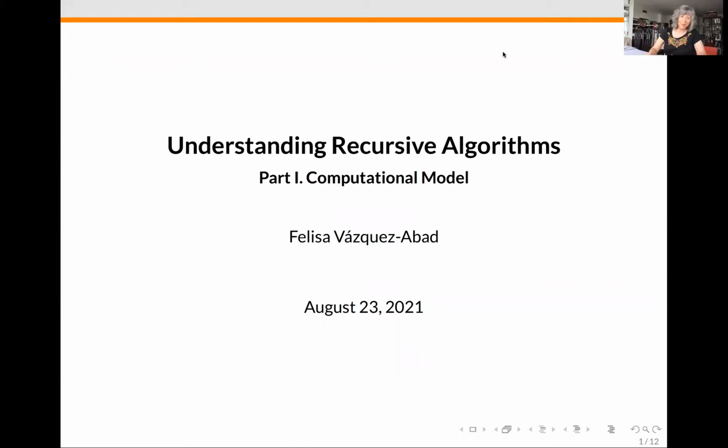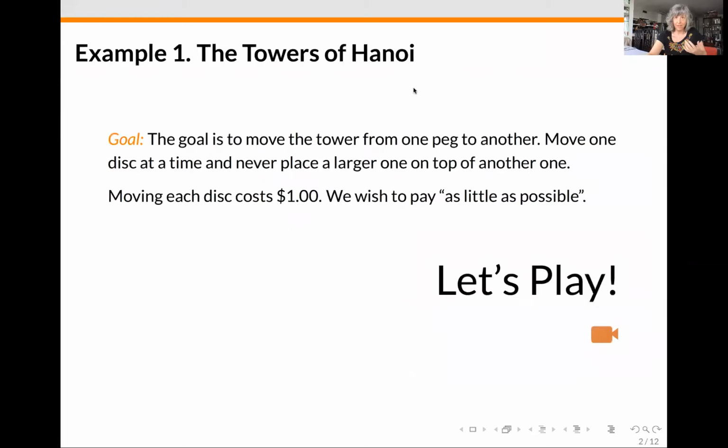Welcome. We're going to be talking about recursive algorithms today. So the first part is about the computational model on the recursive thinking, the way that we think in order to solve problems.